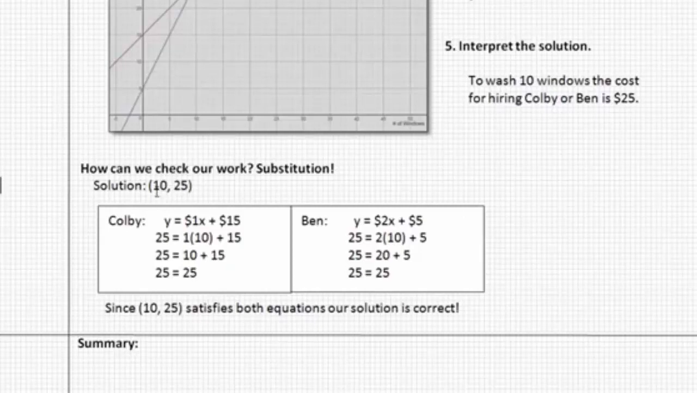So I've just taken the 10 in each of our equations for Colby and Ben, and I've plugged that in for x. I've substituted that in. I also substituted 25 in for y. And I'm just checking to make sure if I use 10 and 25 for Colby, does it check out? And sure enough it does. I come down to 25 equals 25. I do the same thing for Ben. If I plug 10 in for x and 25 in for y, do the calculations and it works out. So we can say that since (10, 25) satisfies both equations, we know our solution is correct.